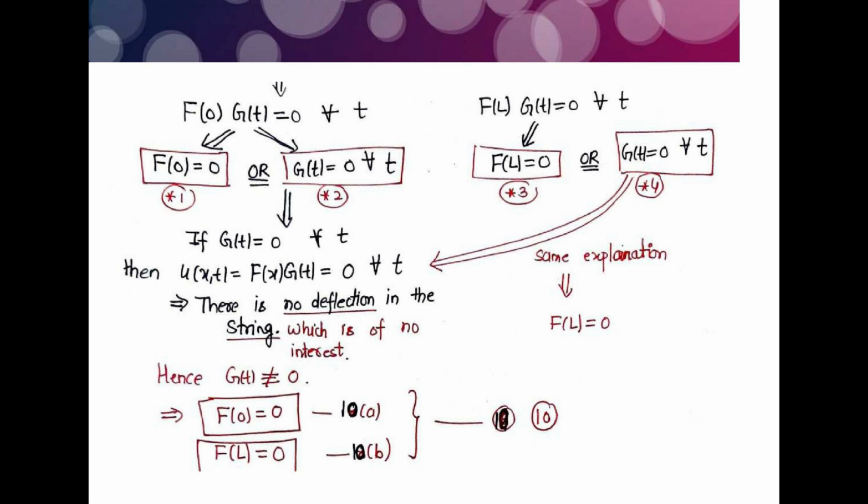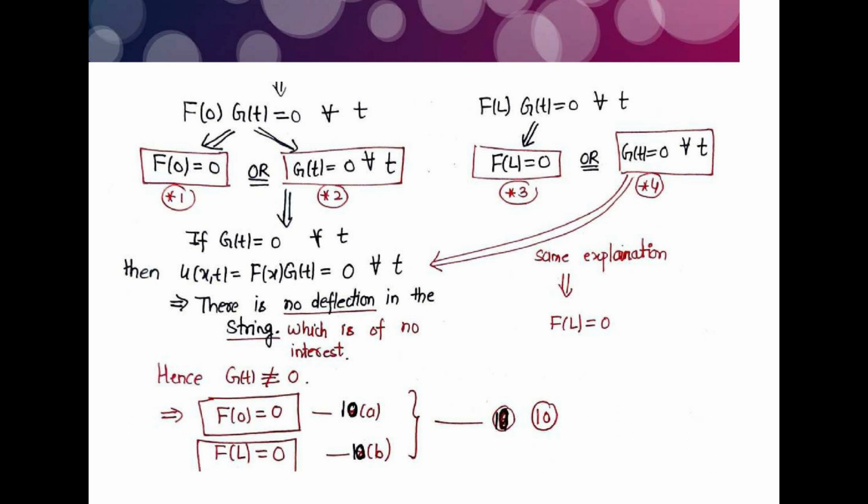Now if we say that star 2 condition, that is G of t is 0 for all values of t, if this is the condition, then according to the formula u(x,t), which is F of x into G of t, this is equal to 0 for all values of t, because we are assuming that G of t is 0. So finally our deflection u is identically 0 for all values of t and for every value of x. This implies that there is no deflection in the string.